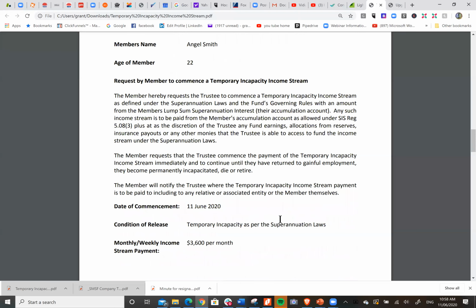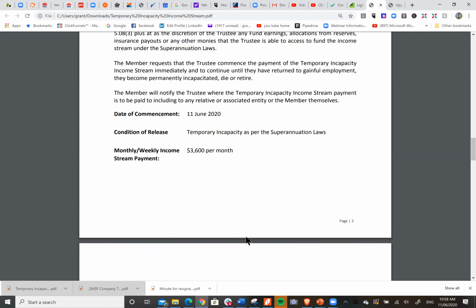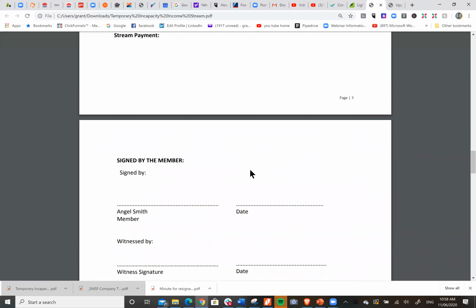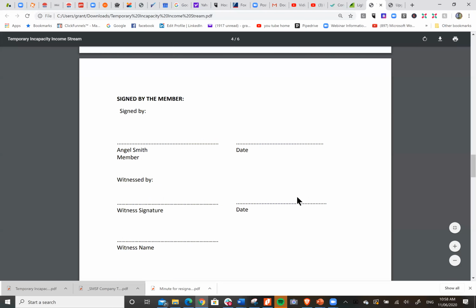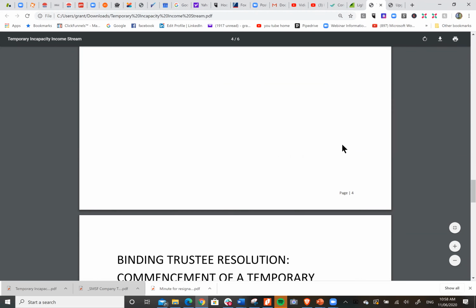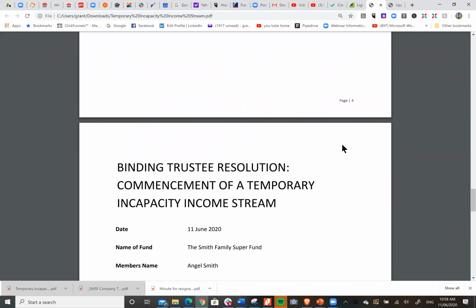So we go down and do all the things, the date of commencement. We just heard from the client, it's today. So bang, we've got a result for it today. It's going to be sent out today and they can start paying tomorrow. So temporary incapacity, $3,600 per month. Remember, it's $3,500, which is tax deductible. Signed by the member, Angel, and she gets a witness. So you're about to do all that, get that digitally signed. That's no drama because that's under the SIS Act, it's under federal law. So you're absolutely fine on that one.